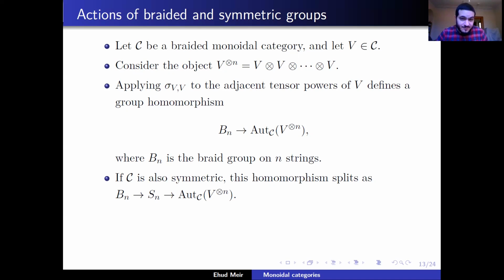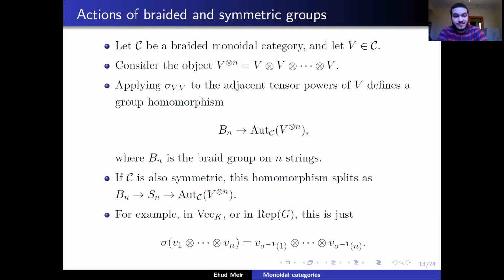Now, if C is also symmetric, then we are in a very nice situation, because then this homomorphism splits via the quotient Bn to Sn to the automorphism group of V tensor n. So let me just give you an example. If we are looking at Vec K or Rep G, this action for sigma in Sn is just given by this formula: sigma of V1 tensor V2 tensor Vn is V sigma inverse of 1 tensor ... tensor V sigma inverse of n. Okay, so we just permute the order of the tensors.